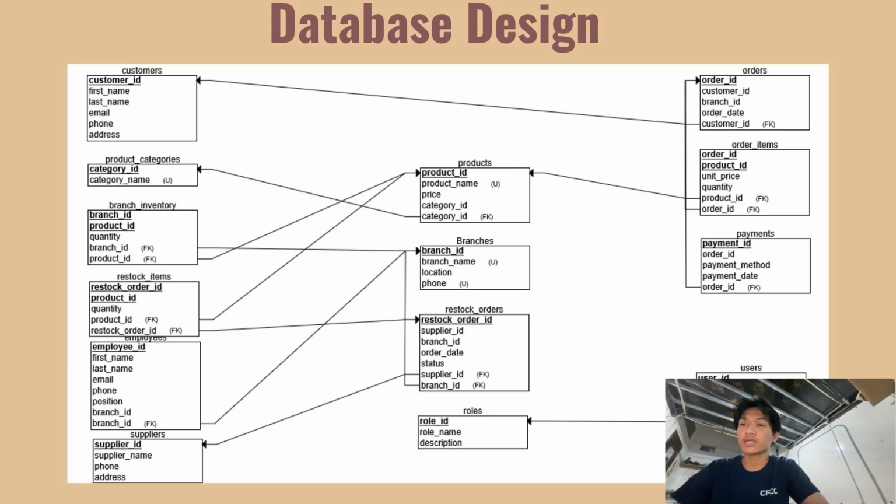The order table connects to the customer and the branch, and links to order item for individual products. The payment table ensures each order has one payment record. For role and user, they provide security and robust access.